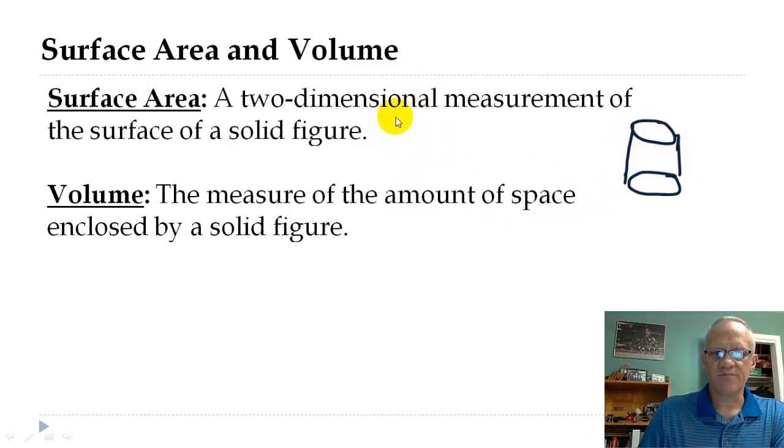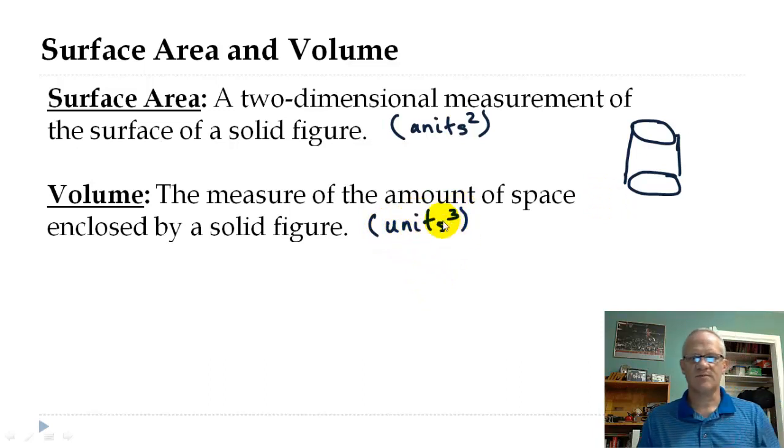The units of measurement, by the way, on these, the surface area, since it's area, that's like two dimensions, that will always be in units squared, or square units. And volume has three dimensions, length, width, and depth. And so that would always be in units, whatever the units are, cubed. Okay, so keep that in mind as we go through that. All right.